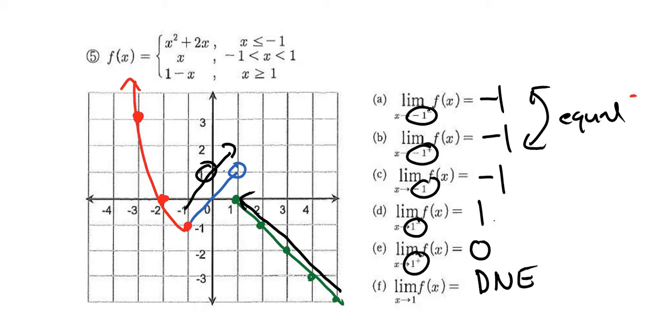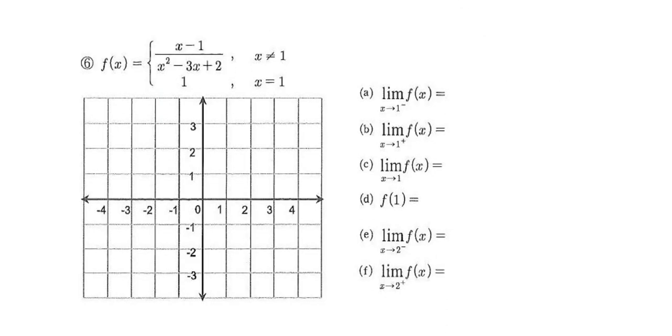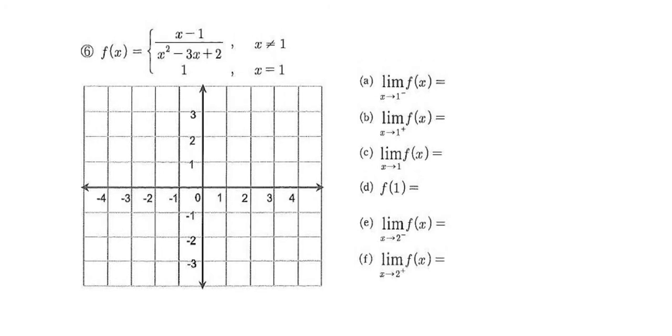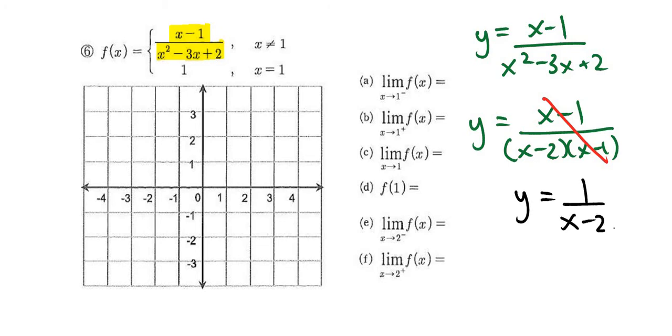Alright, let's move on to another graphing question. I think this is the last graphing question, so just one more to go. For question number 6, I have a rational function to begin with. If I rewrite that rational function here on the side, this is what I have. What you want to do here is factor the denominator. If I factor the denominator, I get x minus 2 and x minus 1. Then these will cancel off, and now you're left with y equals 1 over x minus 2.